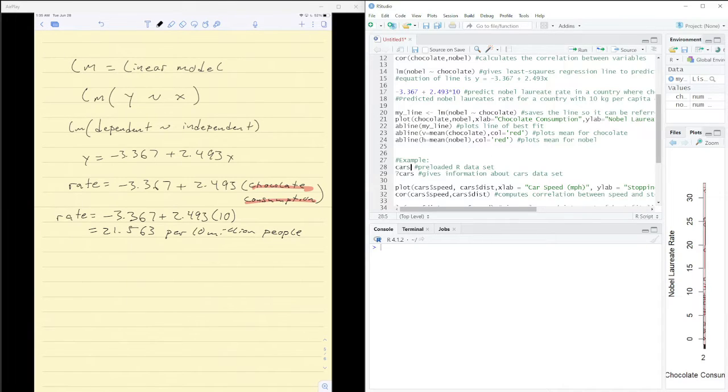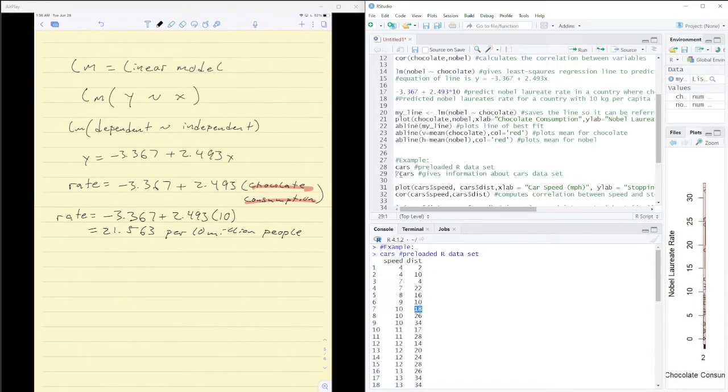We're going to look at the cars data set. This is a preloaded data set in R. We have the speed of a car versus its stopping distance. How many feet does it take for it to come to a complete stop? If a car is going 10 miles per hour, this is saying that it takes it 18 feet, not seconds, to come to a complete stop.